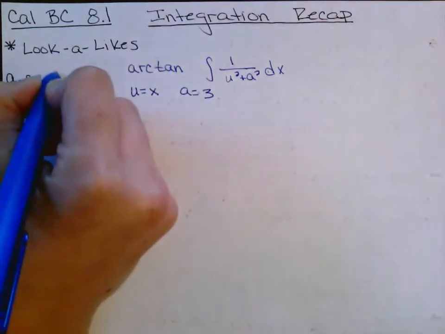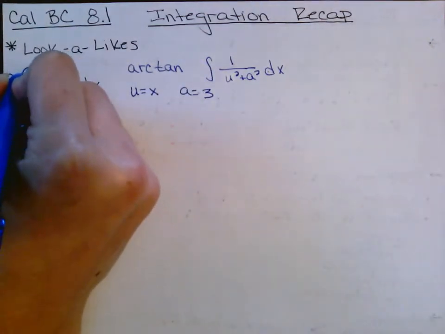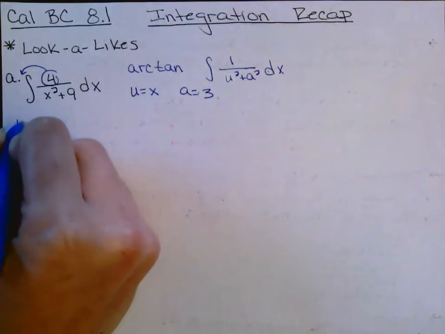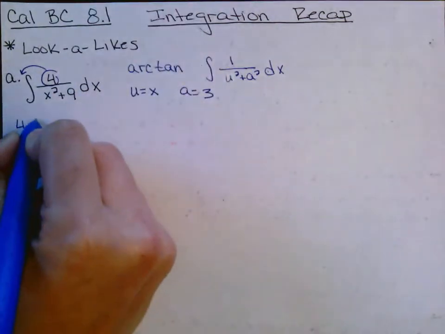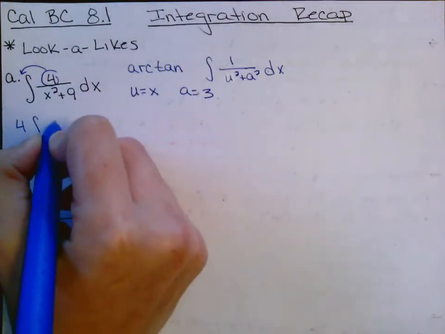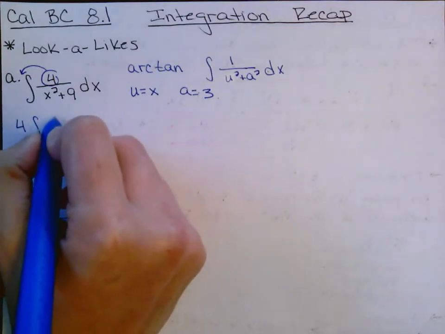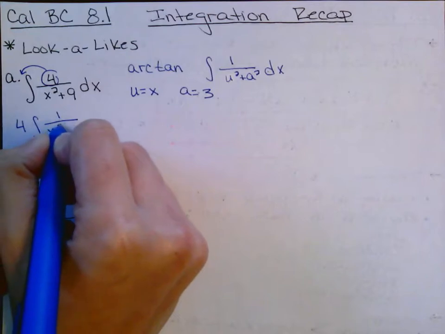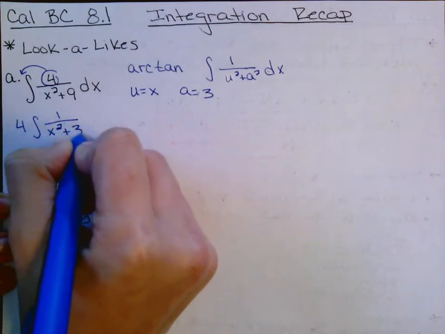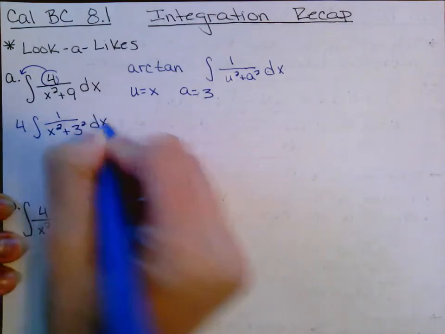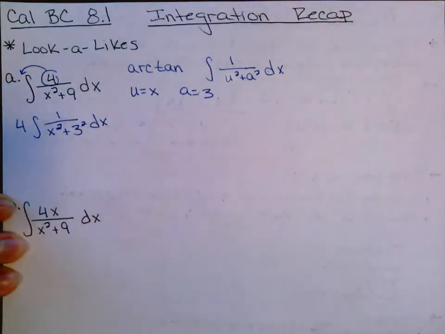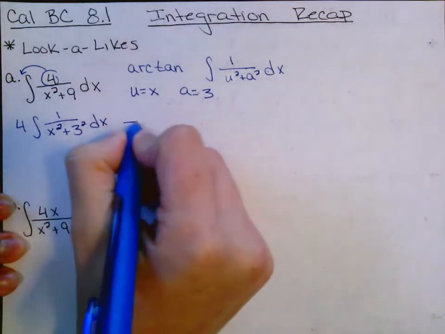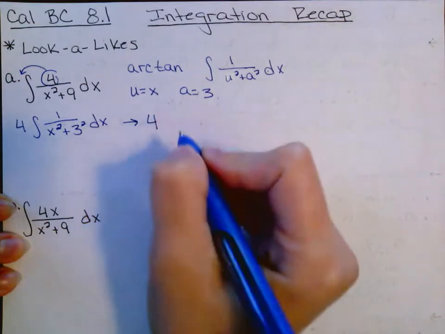And then I can take this 4, coefficient of 4, and bring it to the front so that I have that coefficient of 1 up in the numerator here. Okay? So now I'm going to just rewrite this as 1 over x squared plus 3 squared. It might be a little easier to see. And now I can go ahead and write the antiderivative. I'm going to write the coefficient of 4 up front.